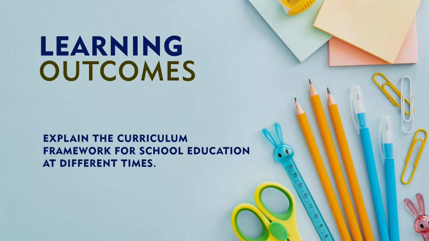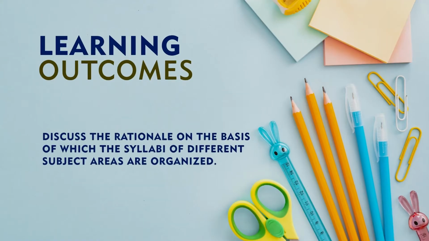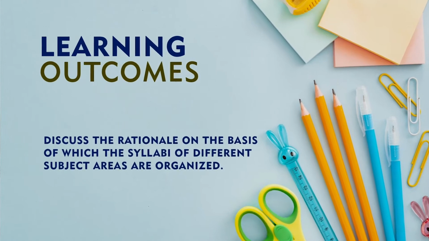The learning outcomes are, after going through this module you will be able to explain the curriculum framework for school education at different times. So what is the concept of a curriculum framework, who developed the curriculum framework, and what are the major things taken care of when a curriculum for a particular stage of school education or for a particular subject is framed or designed. That is the first learning outcome. The second learning outcome is that you will be able to discuss the rationale on the basis of which the syllabi of different subject areas are organized.